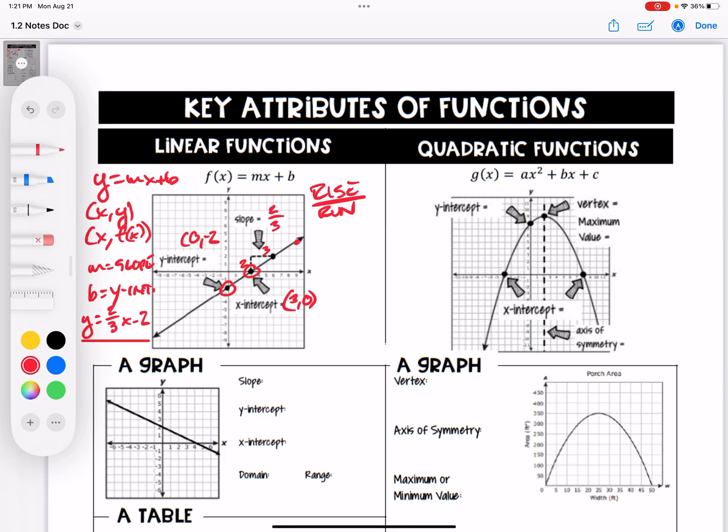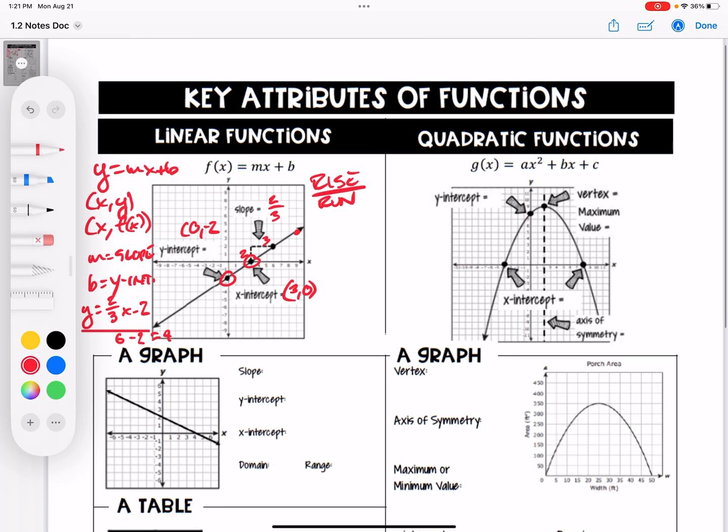So if I were to pick (9, 4), I plug in 9 for my x. 9 times 2/3 is 6. 6 minus 2 is 4. That equals 4. So that makes it into a true statement, okay? Same thing, I plug in 0 for x. That goes away, I get -2 equals y. It makes it true. That's what the equation does.